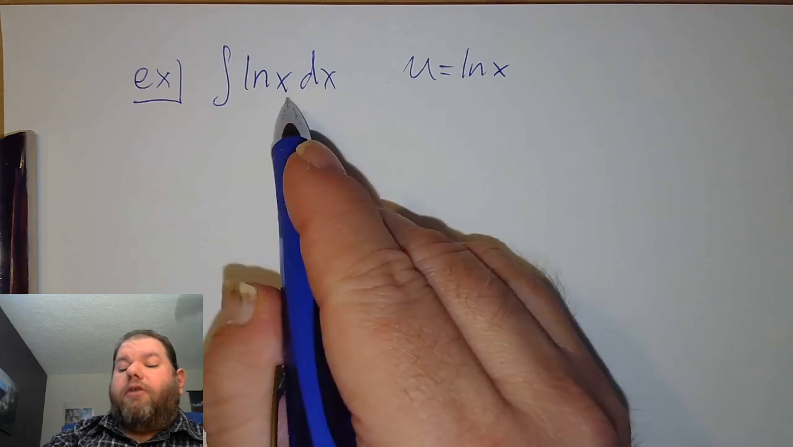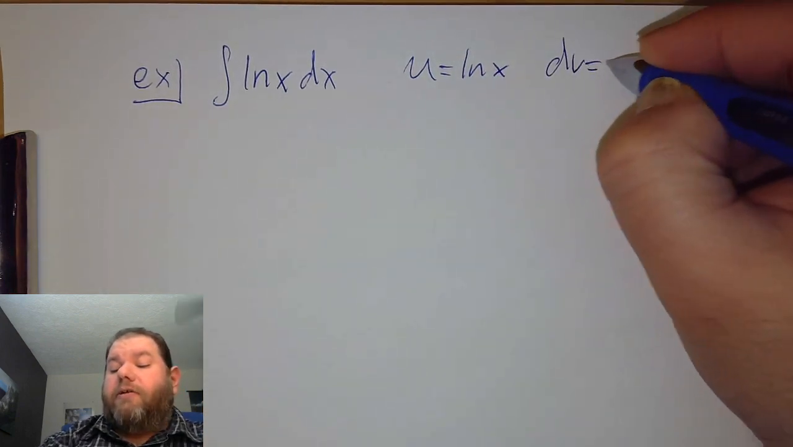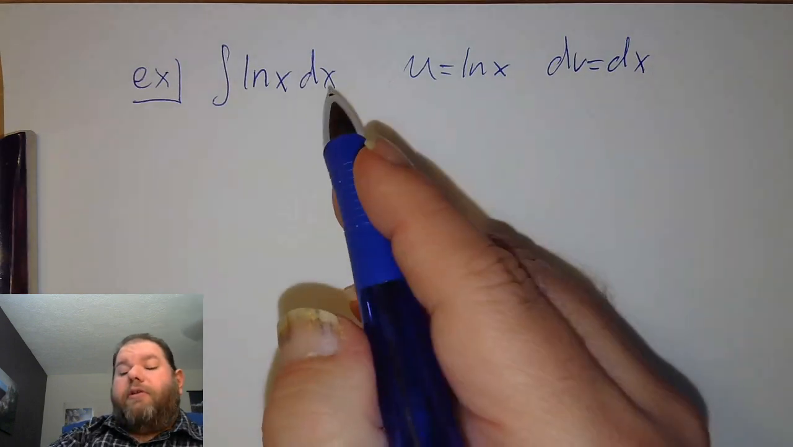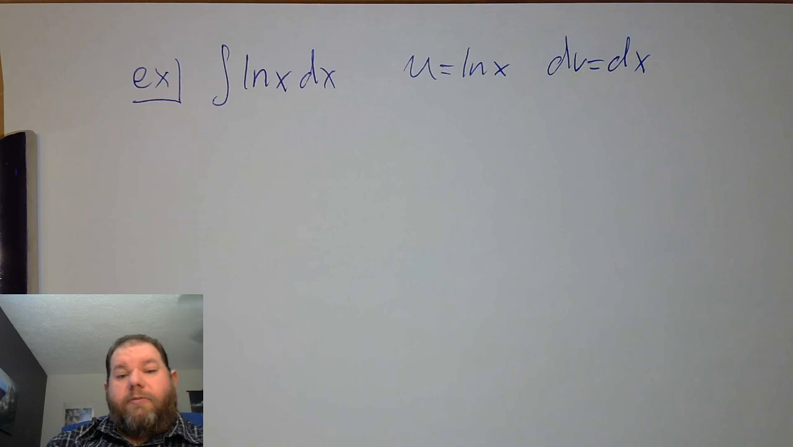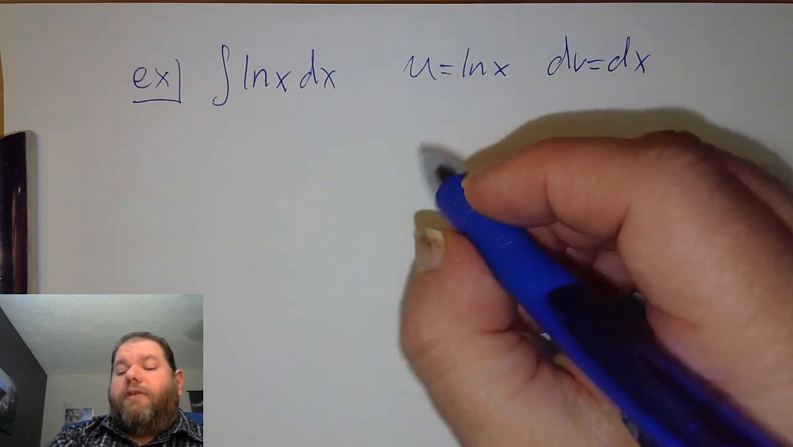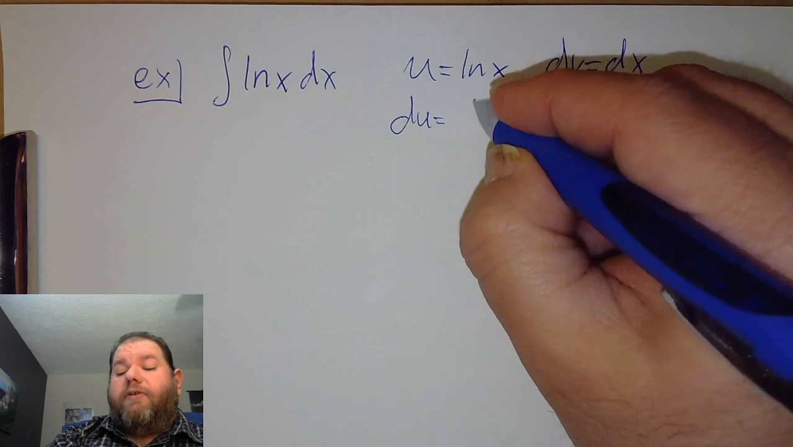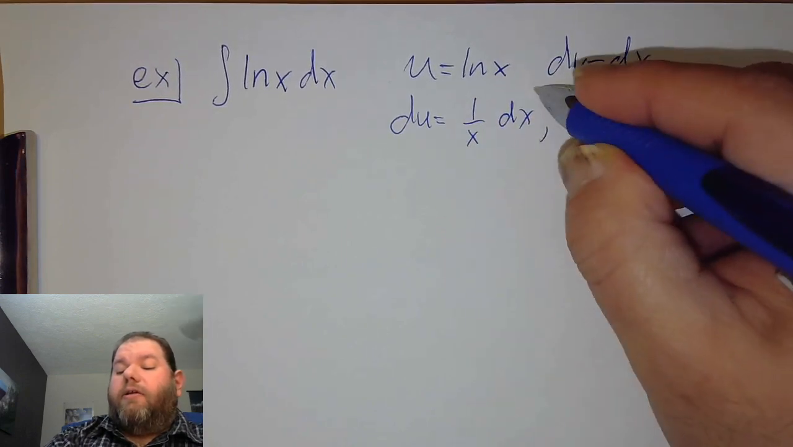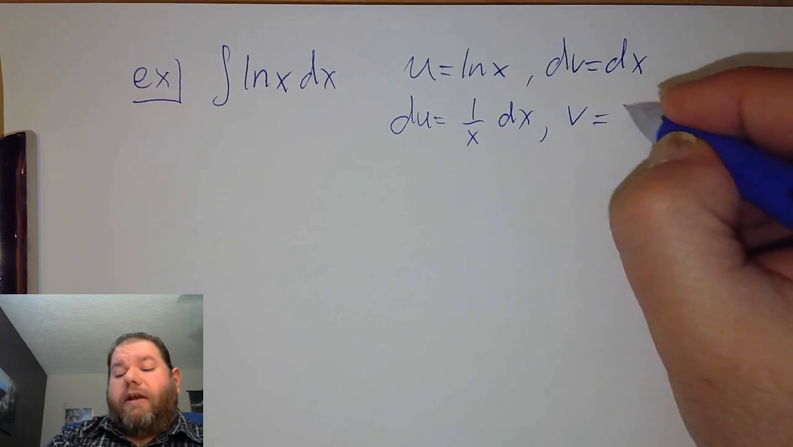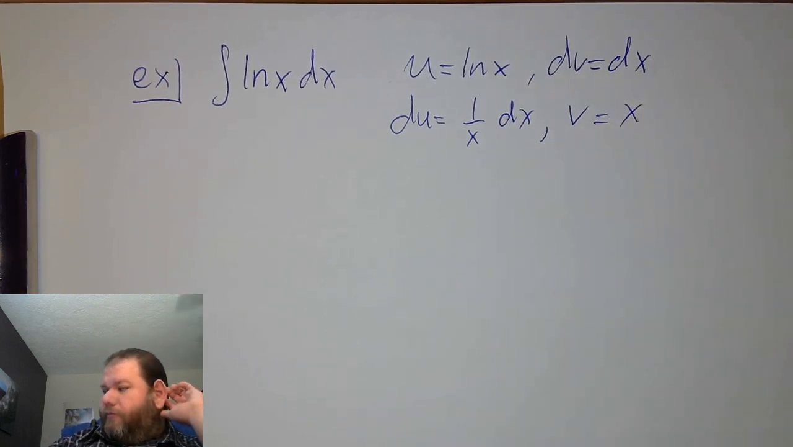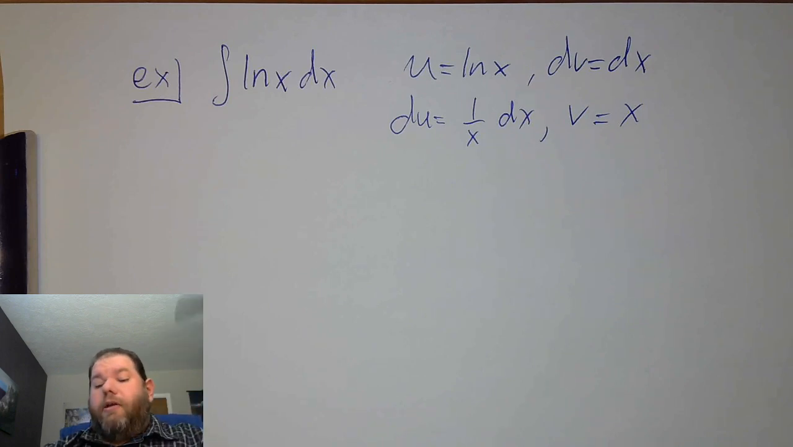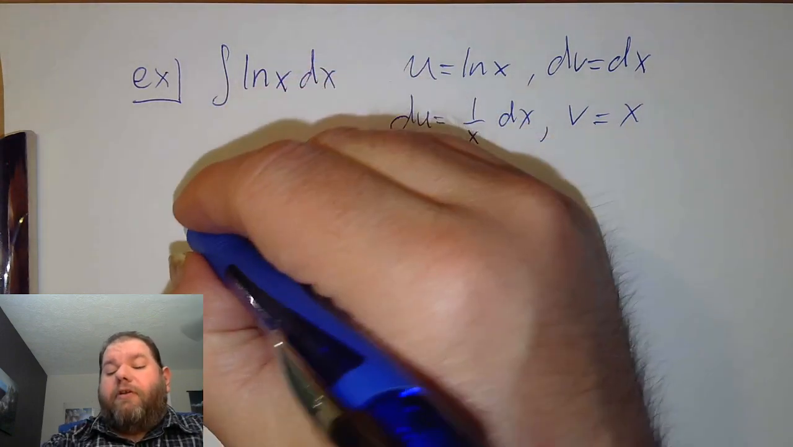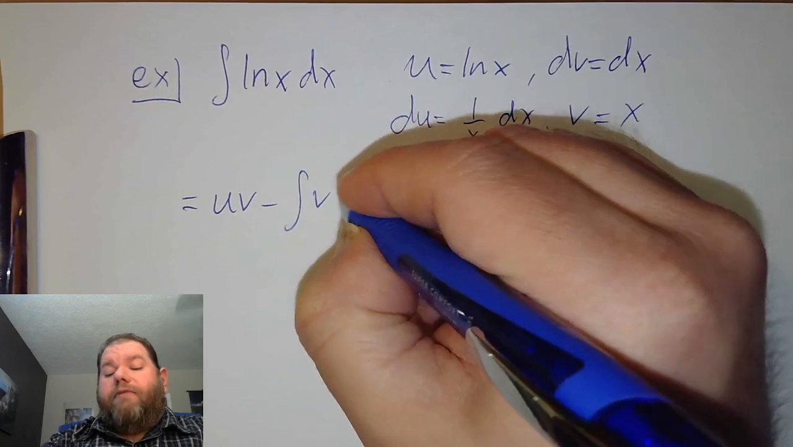So if u is natural log of x, the only thing left is dx, and that'll be our dv. It's important that we take these differentials and include them in our expressions here. Now we need the derivative of u, which the derivative of natural log of x is 1 over x times dx. And the integral of dx is just x. So we have our u, our dv, our du, and our v finally. So let's put them all together according to our integration by parts formula, which was uv minus integral v times du.